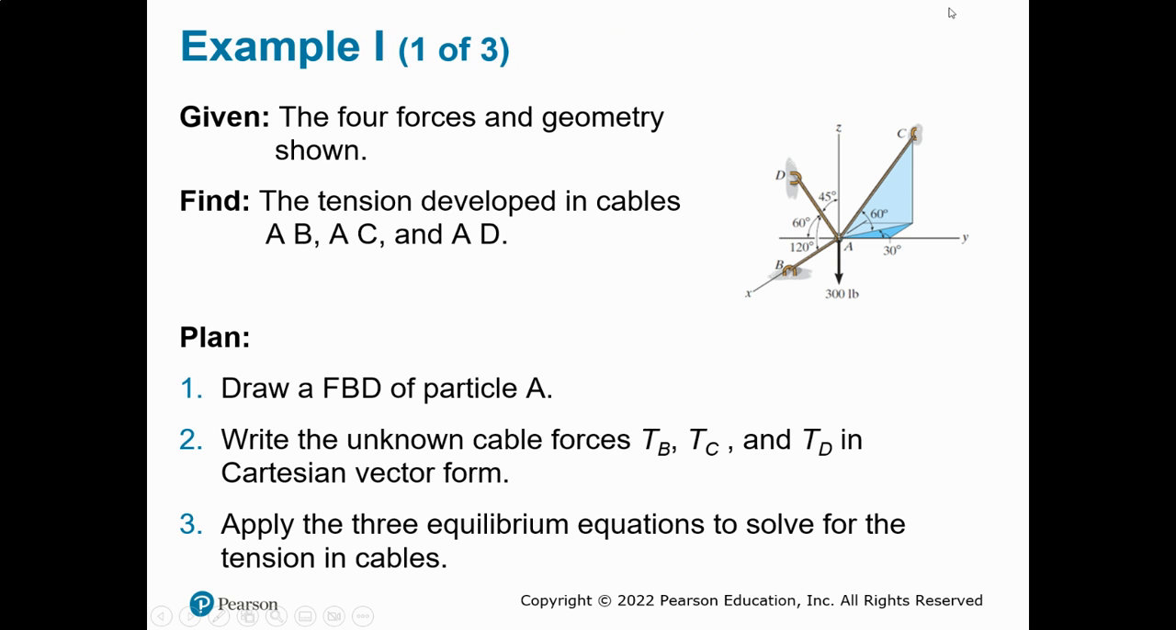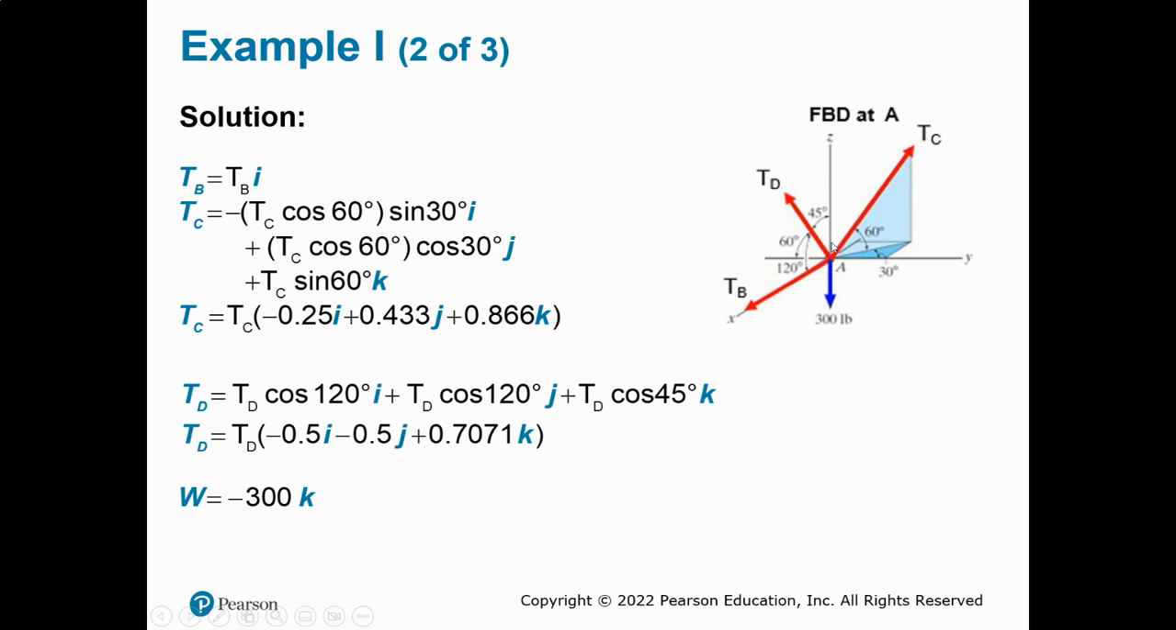Example number one: we have three cables, CA, DA, and BA, that are pulling on this particle A, and you have a weight of 300 pounds coming down. We're looking for the tension in the cables AB, AC, and AD. We're going to first draw a free body diagram, just like in the 2D world. So we have three forces acting on particle A. Just like the 2D world, we're going to need to break down all forces into the i, j, k or the x, y, z components.